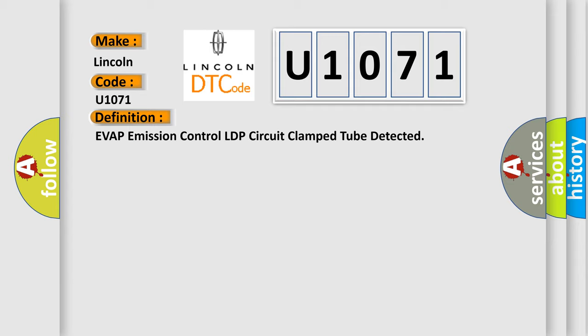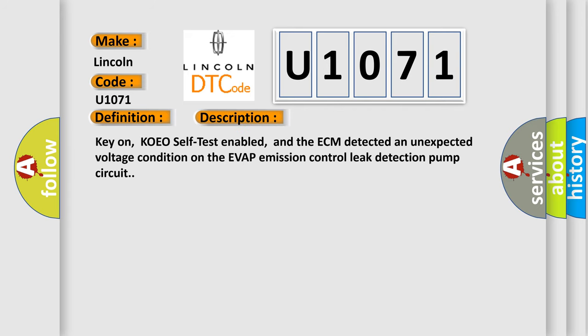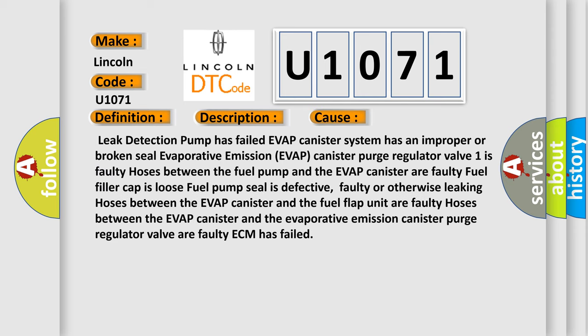And now this is a short description of this DTC code. Key on, KOEO self-test enabled, and the ECM detected an unexpected voltage condition on the EVAP emission control leak detection pump circuit. This diagnostic error occurs most often in these cases: leak detection pump has failed, EVAP canister system has an improper or broken seal, evaporative emission EVAP canister purge regulator valve 1 is faulty, hoses between the fuel pump and the EVAP canister are faulty, fuel filler cap is loose, fuel pump seal is defective, faulty or otherwise leaking, hoses between the EVAP canister and the fuel flap unit are faulty, hoses between the EVAP canister and the evaporative emission canister purge regulator valve are faulty, ECM has failed.